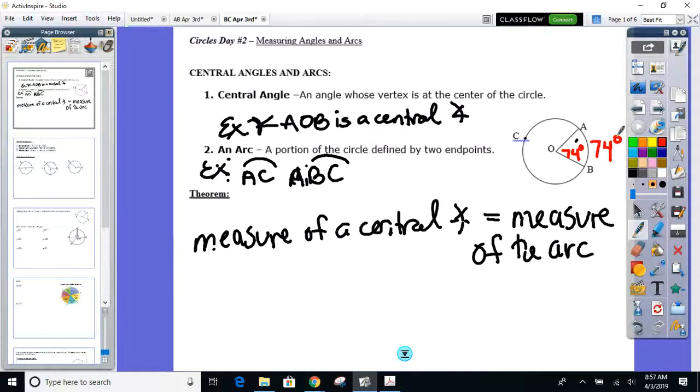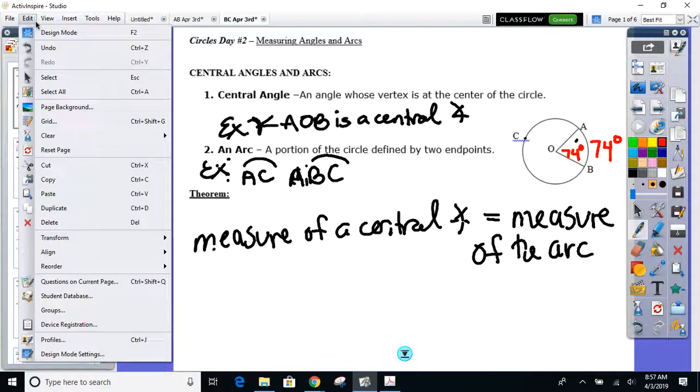Now, I want you to understand what I mean by 74 degrees on the arc. How many degrees in a circle? So when I give the measure of an arc, that's how many degrees it is out of a total of 360. So when I say the measure of arc AB is 74 degrees, I'm telling you guys, hey, that's 74 degrees out of a total of 360. All right, I'm not telling you how long it is. We'll get to that in a second. But this is 74 degrees out of a total of 360. Central angle, arc, always equal to each other. Questions there? Okay, different types of arcs.